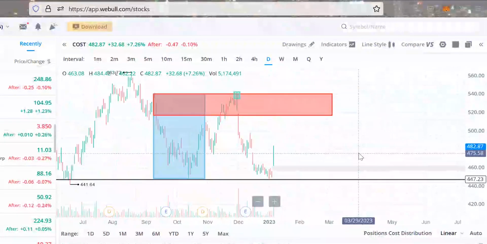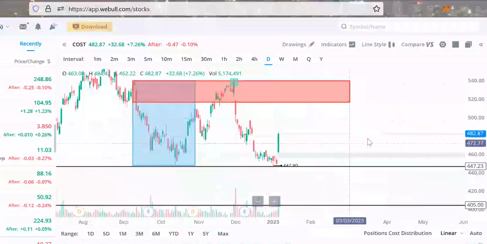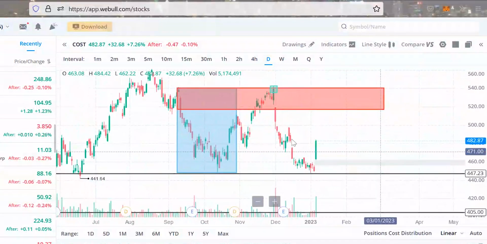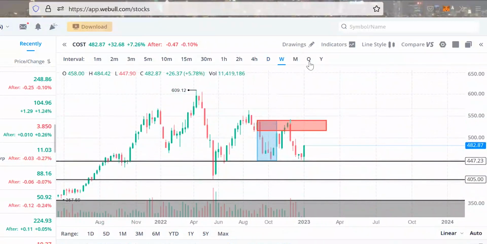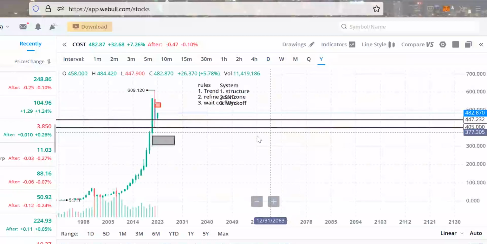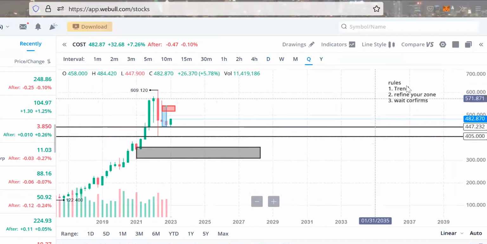I have Costco here. And what literally happened here is, with Costco, we found an impulse in the overall trend, right? I believe it was in the weekly right here. So we have Costco here in a super downtrend. If you look at the yearly, I'm sorry, it's not a downtrend, excuse me. Right? We have rules here, by the way.